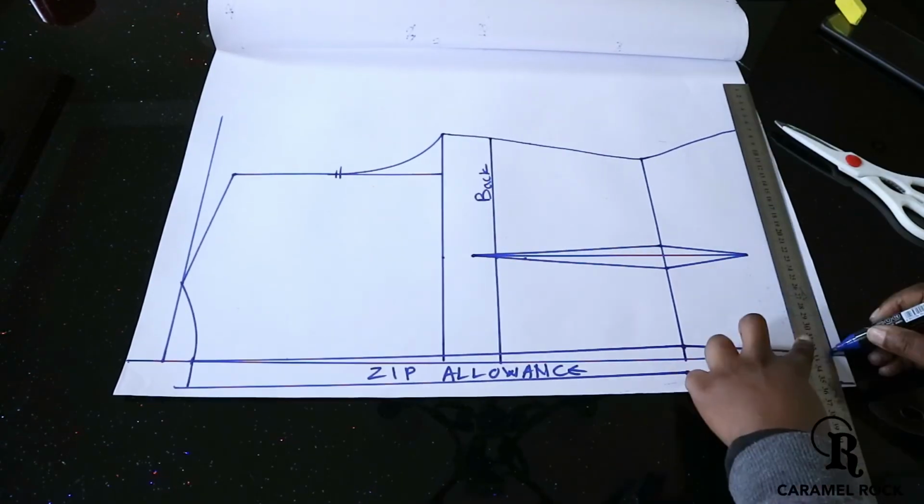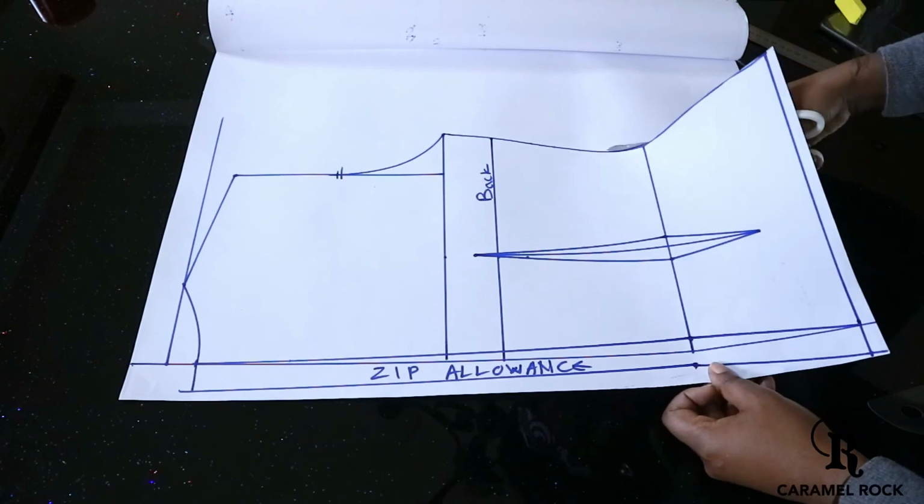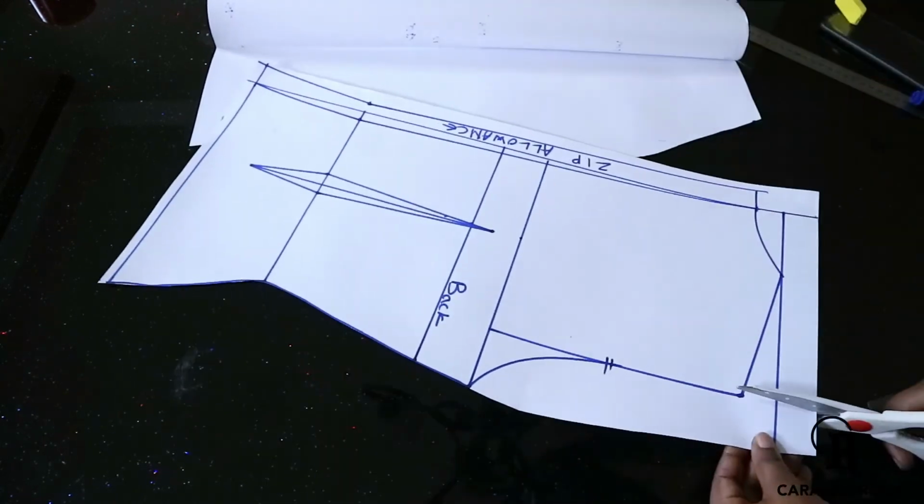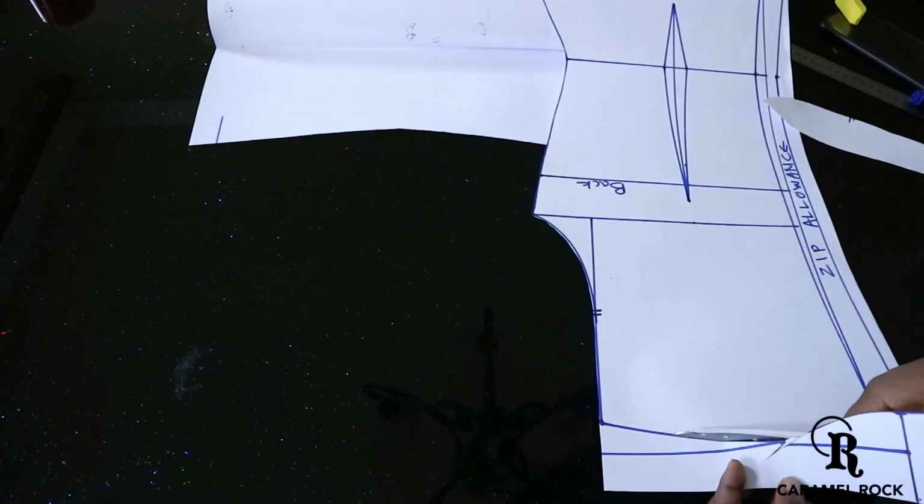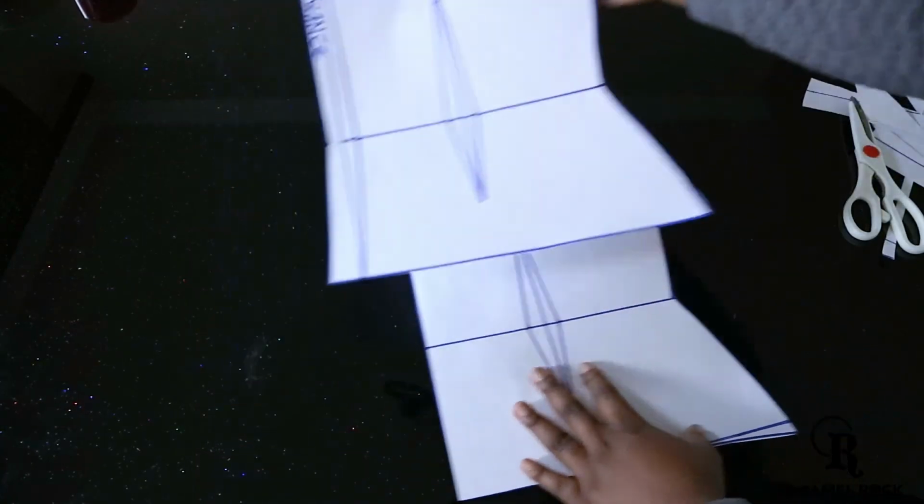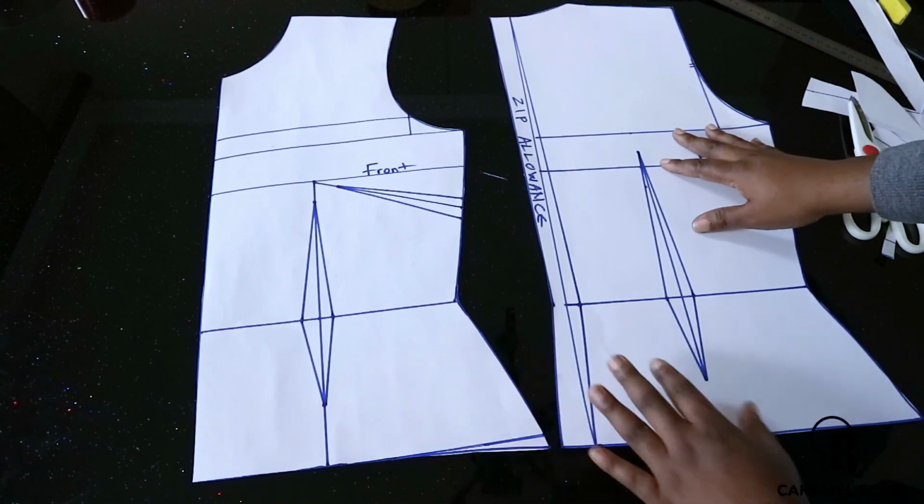The last thing to do is to cut out the pattern from the paper to reveal the pattern block. And with that, you're done drafting your basic bodice block.